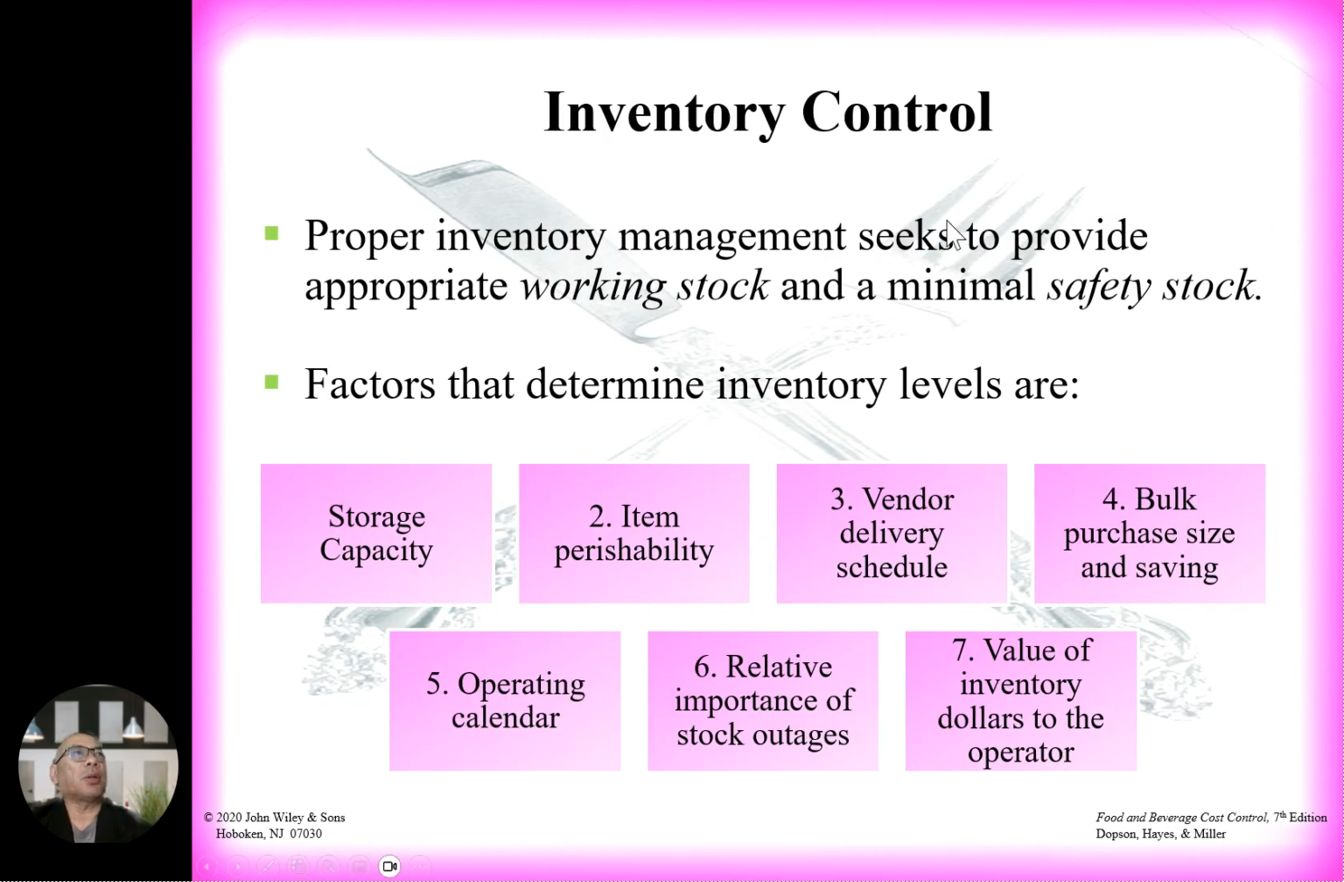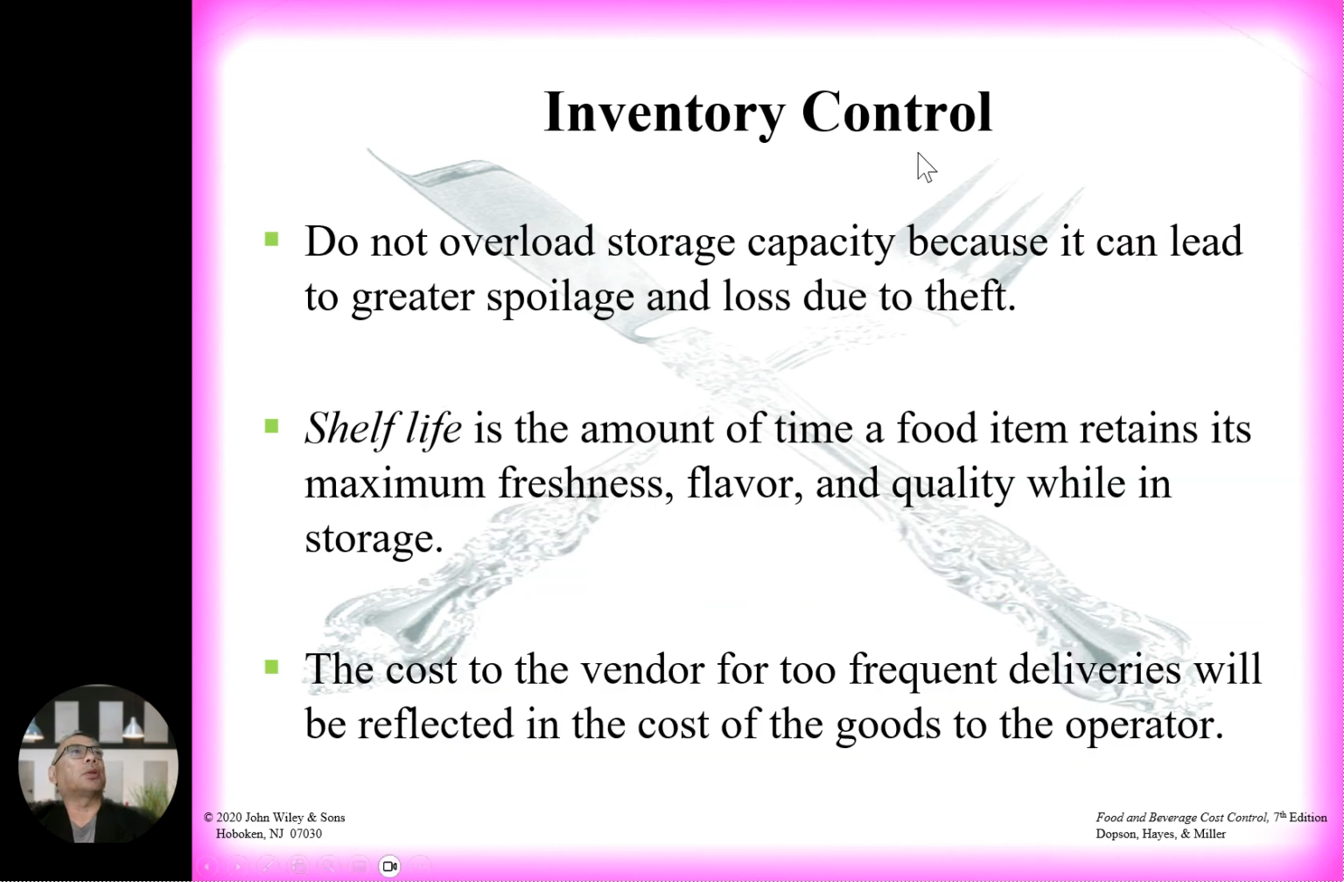For inventory control, primary inventory management seeks to provide appropriate working stock and minimal safety stock. Factors that determine inventory levels are storage capacity, item perishability, vendor delivery schedule, bulk purchase size and savings, operating calendar, relative terms of stock outages, and inventory dollar value to the operator. Make sure you do not overload storage capacity, because it can lead to greater spoilage and loss due to theft. Shelf life is the amount of time a food item retains its maximum freshness, flavor, and quality while in storage.